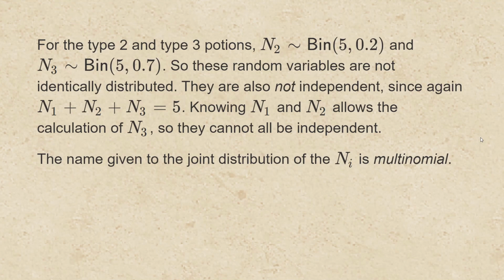They are also not independent, since again, n sub 1 plus n sub 2 plus n sub 3 equals 5. So knowing n sub 1 and n sub 2 allows the calculation of n sub 3. So they cannot all be independent. The name given to the joint distribution of the n sub i is multinomial.